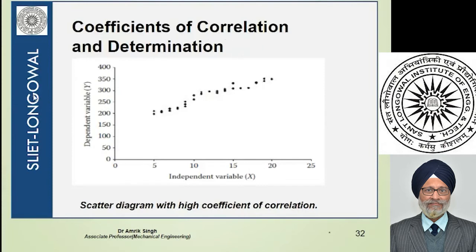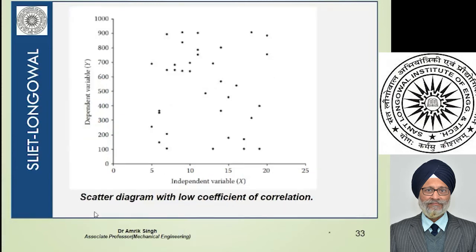So if you see coefficient of correlation and the determination. So independent variable and the dependent variable. So 5, 10, 25, and we have on this side. So a scatter diagram with a high coefficient of correlation, because the points are very close to each other. Okay. So that means there is a good correlation between them. Now this scatter diagram has a low coefficient of correlation because they are far away. Okay. So there is a very low coefficient of correlation.